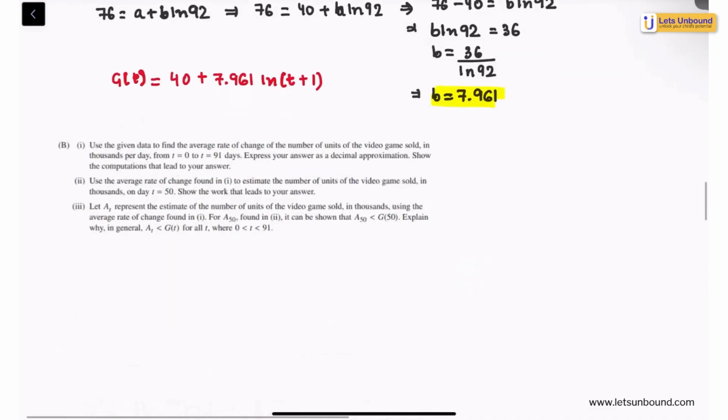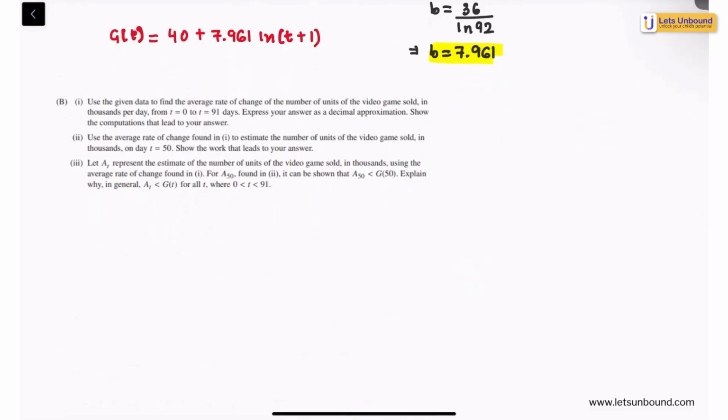Now to read through the B part of the question, it says use the given data to find the average rate of change of the number of units of the video game sold in thousands per day from t equal to 0 to t equal to 91 days, and you have to express your answer as a decimal approximation. Show the computations that lead to your answer. So what we have in the question to find out the average rate of change are two points, (0, 40) and (91, 76), because on day 91 it becomes 76,000. Now to find out the rate of change in this case, we will apply the slope formula, which is y2 minus y1 divided by x2 minus x1.